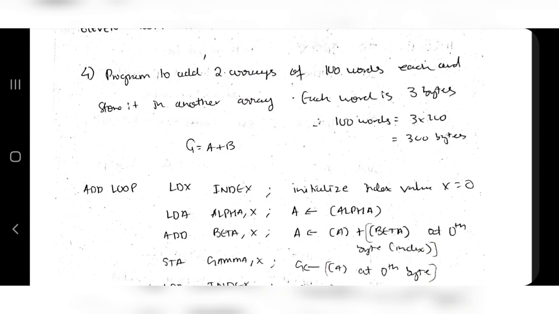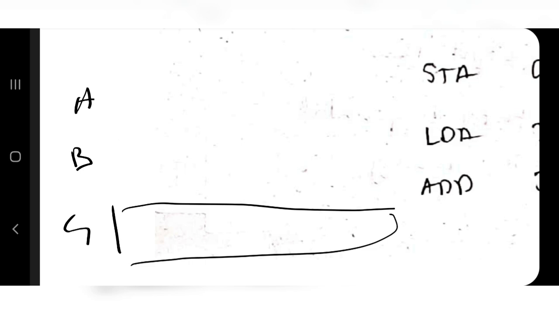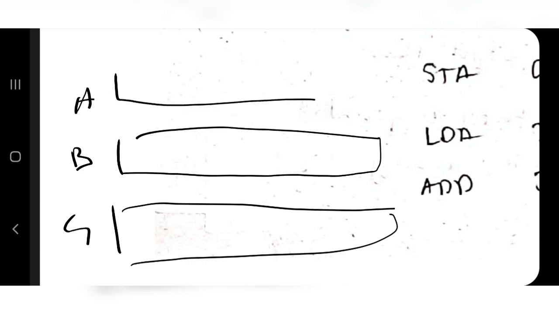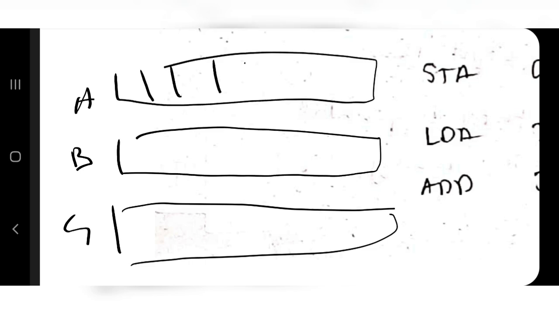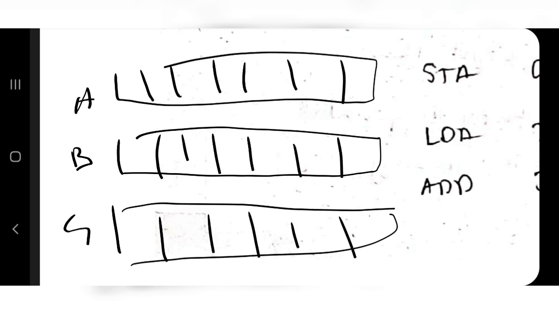Basically we have 2 arrays here. If I give you the visual representation of what's happening, A is here, B is here, and this is the resultant array, let's take it as G. Each has 100 words. So first we will access this location, add it with this location, and store that answer in G.